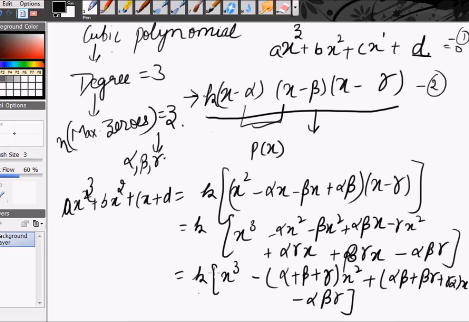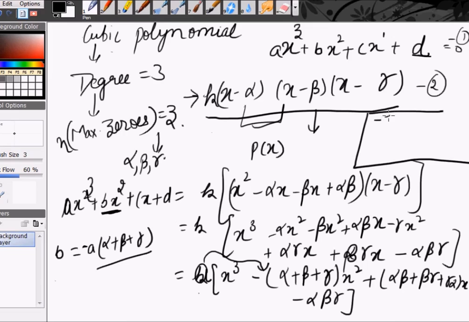terms, therefore we can substitute a in place of k. Thus we get b equals a times negative alpha plus beta plus gamma. If we compare x square on both sides, because this a can be merged here, which implies minus b over a equals alpha plus beta plus gamma.